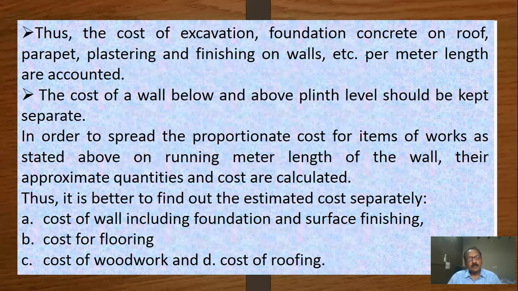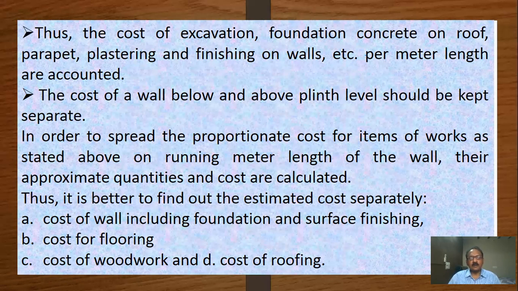But this is one of the methods in approximate method of calculating various items, and you have to calculate and you have to add all these costs of different items. You will get approximate cost of the building. This cost will also include foundation, surface finishing, and flooring. See, flooring also varies with your type of flooring.